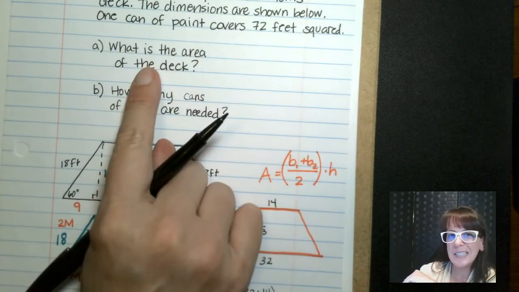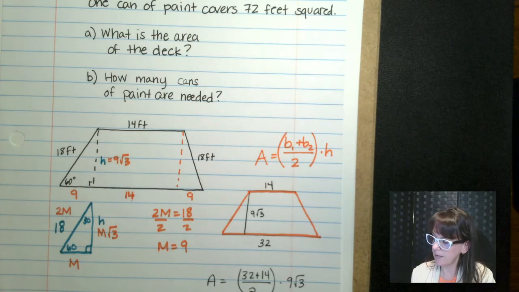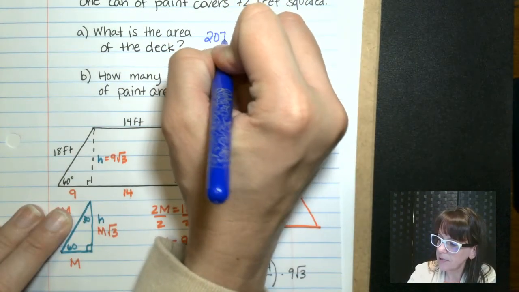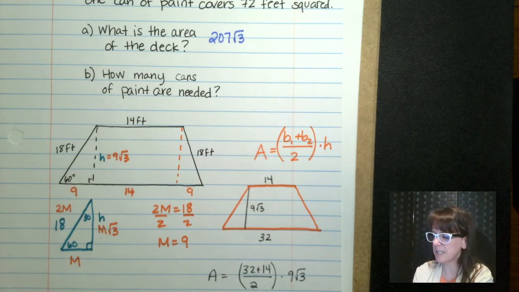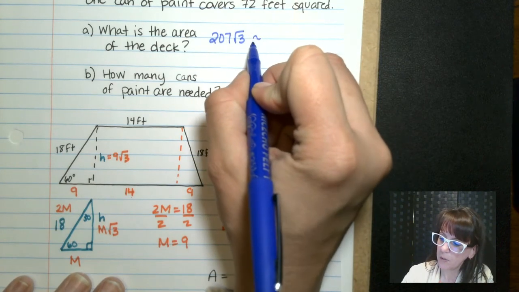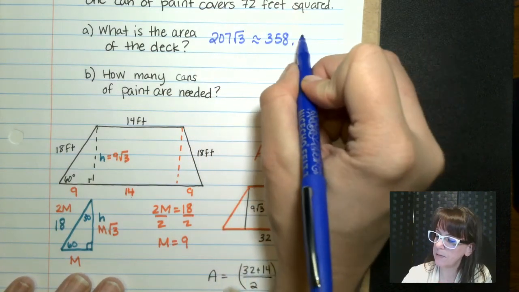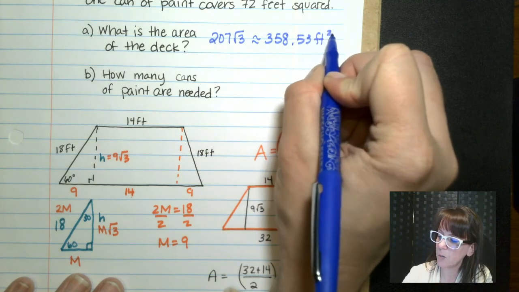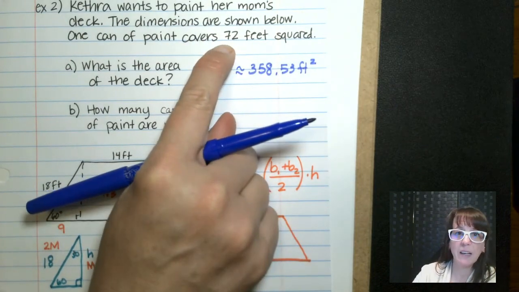Now, you don't have to leave things in exact form when you're dealing with word problems where it makes sense. What is the area of the deck? Well, if it is 207 root 3 feet squared, you're going to be like, that's kind of a weird number. So instead, we're going to take 207 and multiply it by root 3. And so when we do that, we end up with approximately 358.53 feet squared.